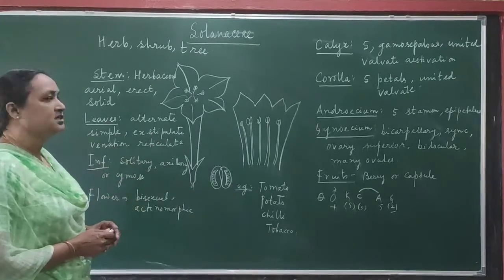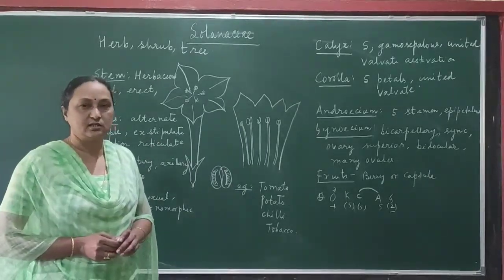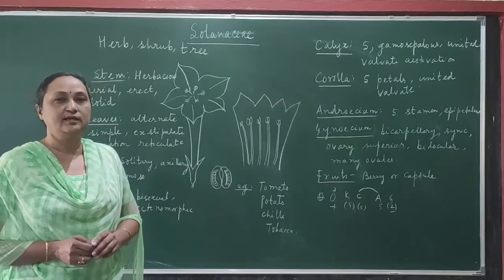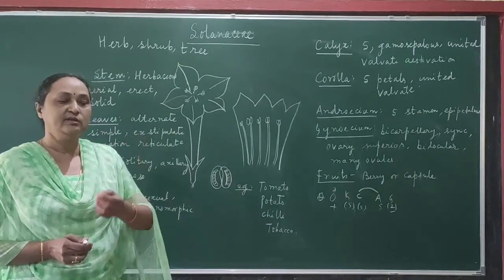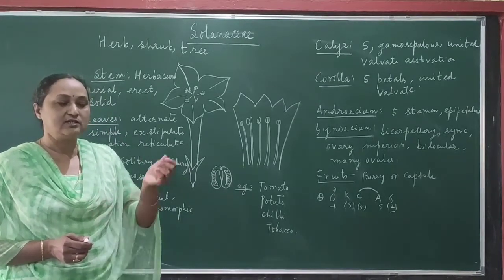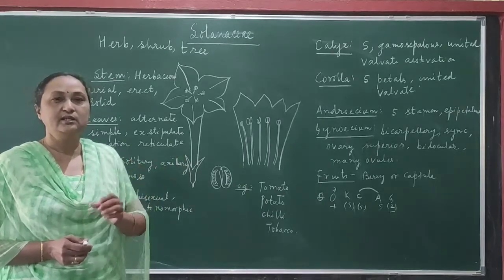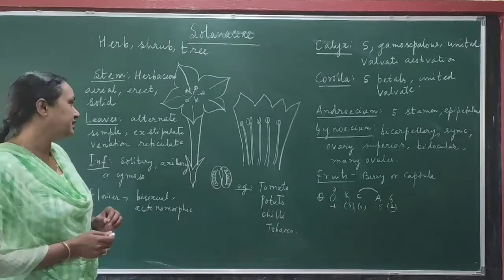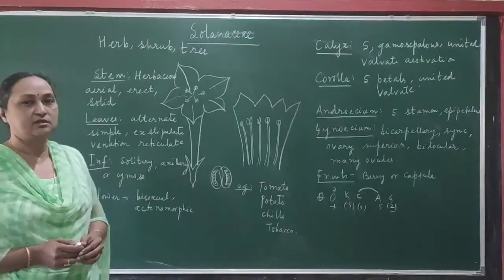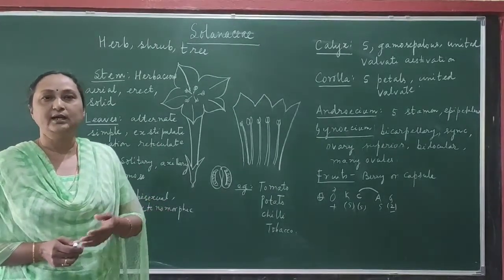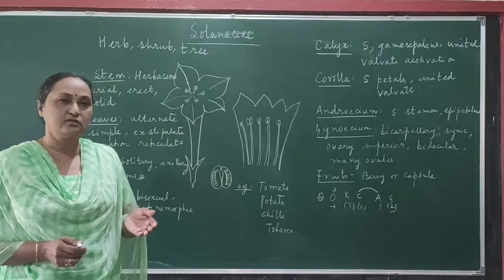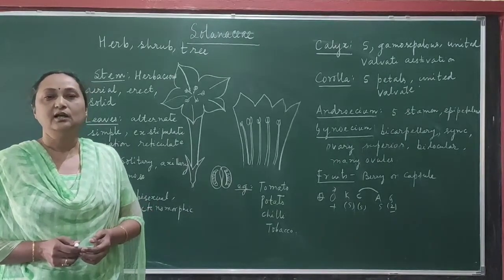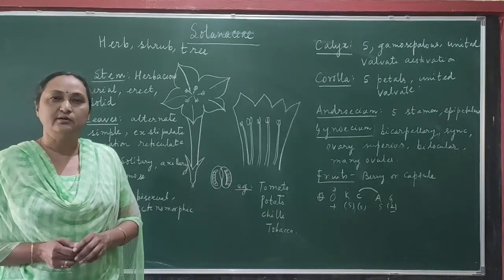Then what kind of venation? Venation is reticulate venation. In reticulate venation, you can find there is a main vein, then the side branches develop and make a net-like structure. So that is called reticulate venation. Venation is of two types, reticulate venation and parallel venation. Reticulate venation is found in dicot plants, and parallel venation is found in monocot plants.